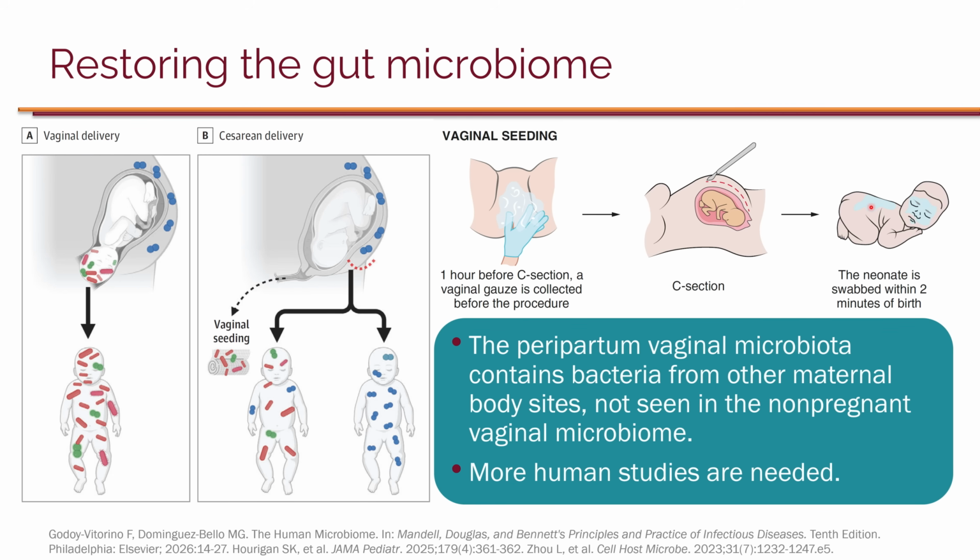Now, there is limited studies on this, so I'm not saying that this is something that's routinely done, but this is something that's emerging. There is, for example, one RCT of infants born by cesarean section that showed that vaginal seeding improved infant neurodevelopment compared with placebo, and more importantly, it showed that vaginal seeding was safe, and the reference is down here. And more human studies are needed for this, but this is a promising strategy.